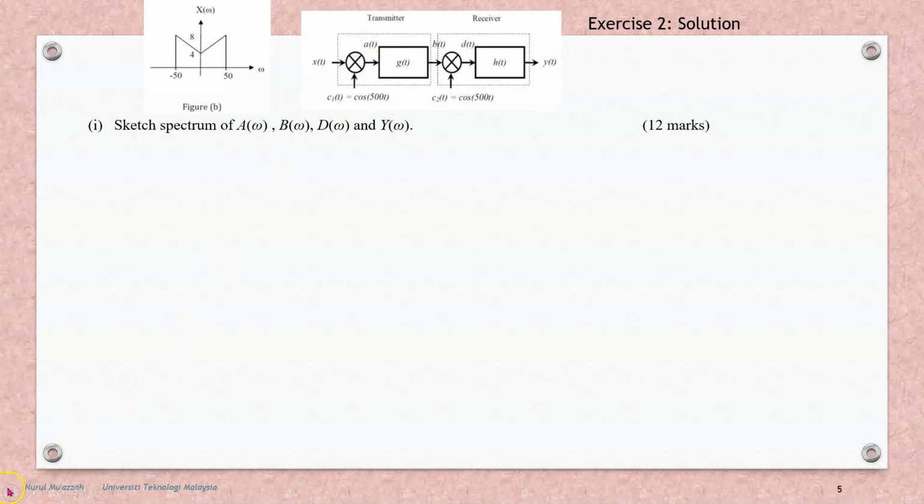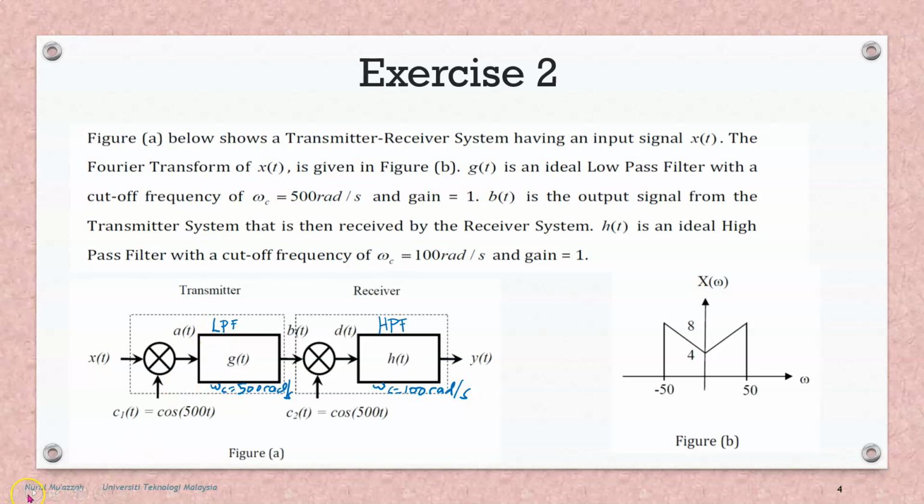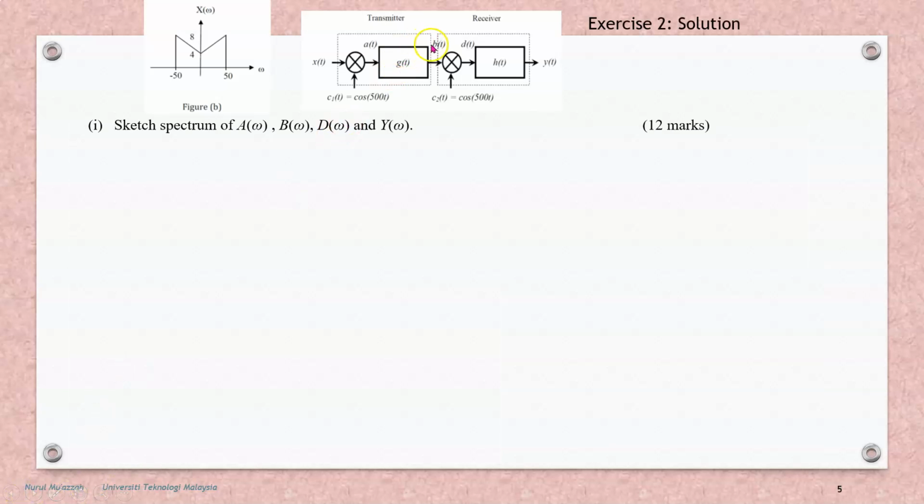Remember, the first filter here is the low-pass filter, and then it produces bt. So bt, transformed using the Fourier transform to the frequency domain, becomes B omega. And then D omega comes from dt, which is the demodulation between bt and c2t. And finally, Y omega, which comes from yt, is the output of dt that goes through the high-pass filter ht at the receiver. So you notice here that the mark given here is 12 marks.